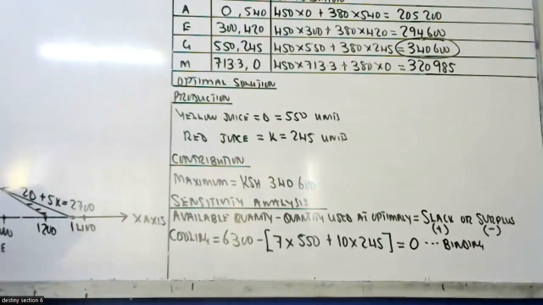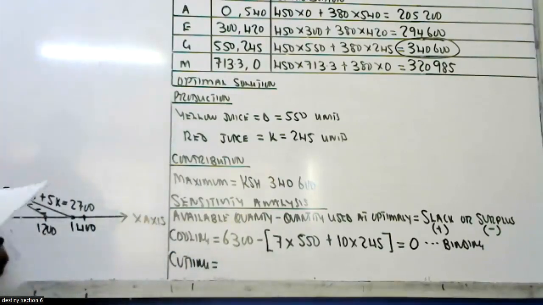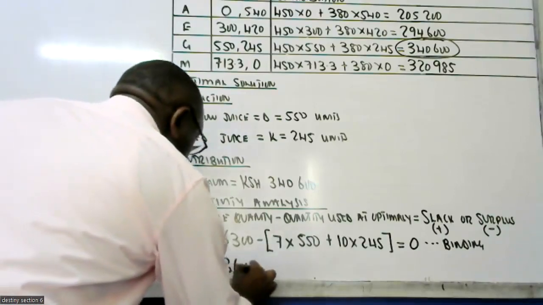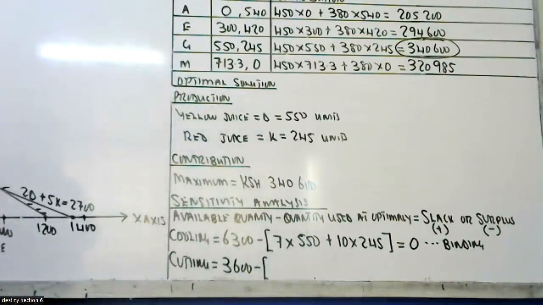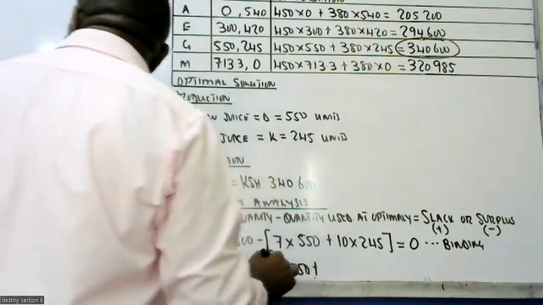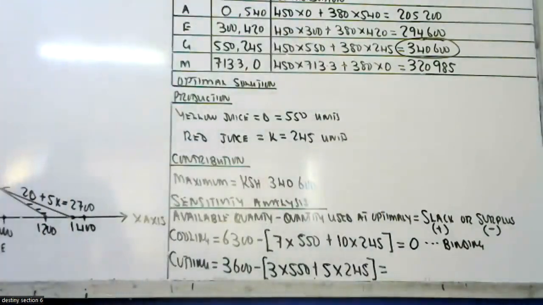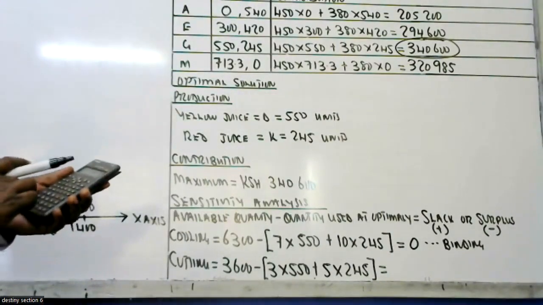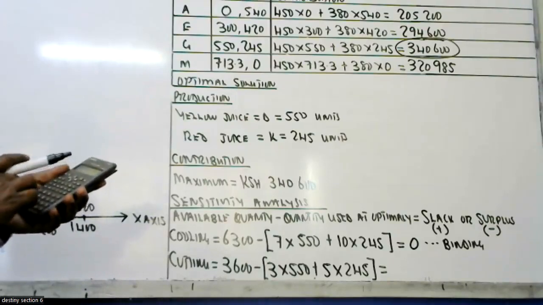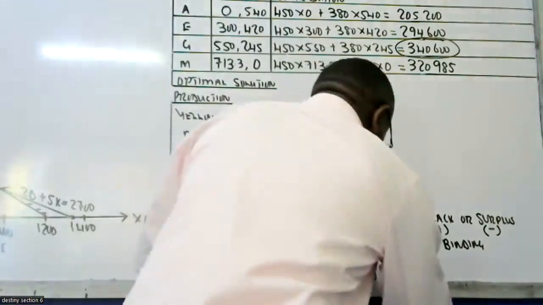So cutting is this one that has 3D. So let's compute for cutting. Cutting, it is this one, 3,600. That is the available. You minus, the equation is 3D, so it is 3 times 550 plus 5K, 5 times 245. So that becomes 3,600 minus 3 times 550 minus 5 times 245. And that gives us 725.